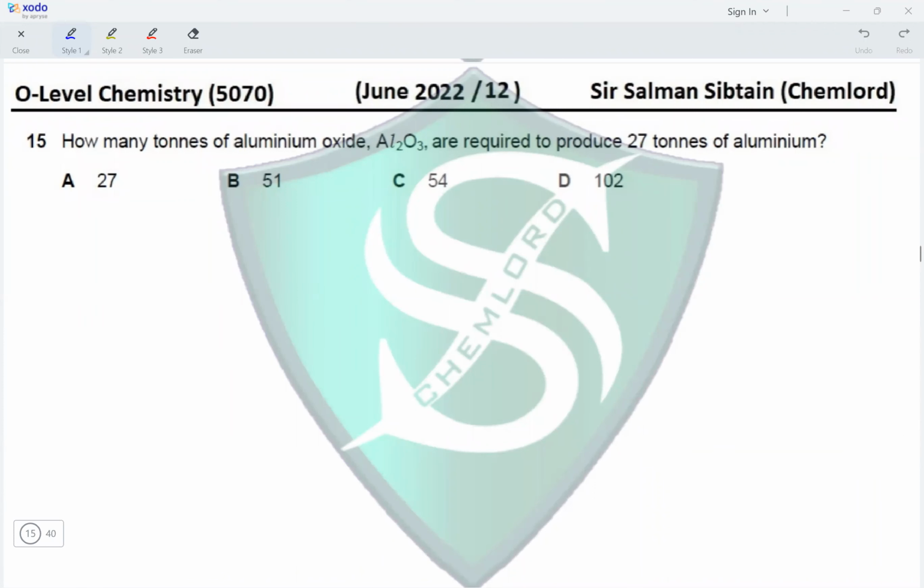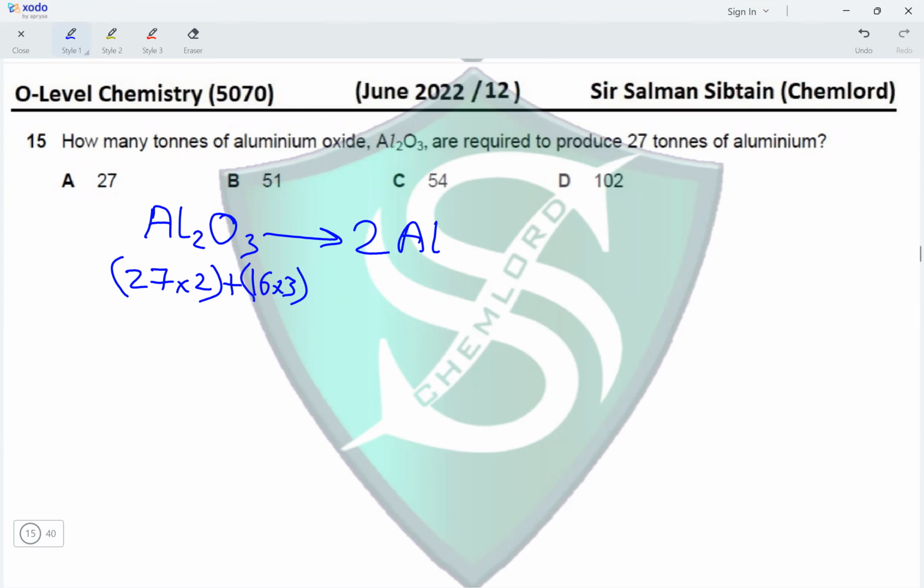Question 15. How many tons of aluminum oxide are required to produce 27 tons of aluminum? So, for the molar equation, Al2O3 would produce 2 moles of Al. So, the MR of Al2O3 would be 27 into 2 plus 16 into 3. And this should give us 2 into 27. So, the sum total of these values comes to 102 and the sum total of 27 into 2 comes to 54.